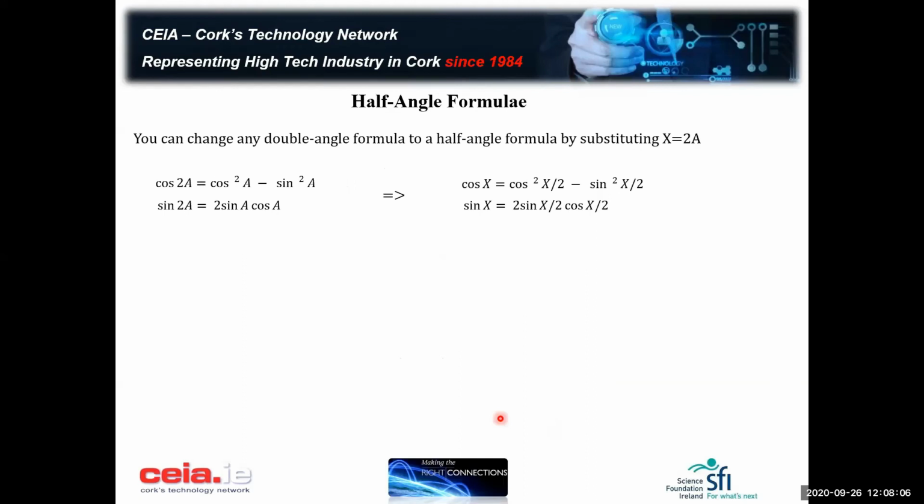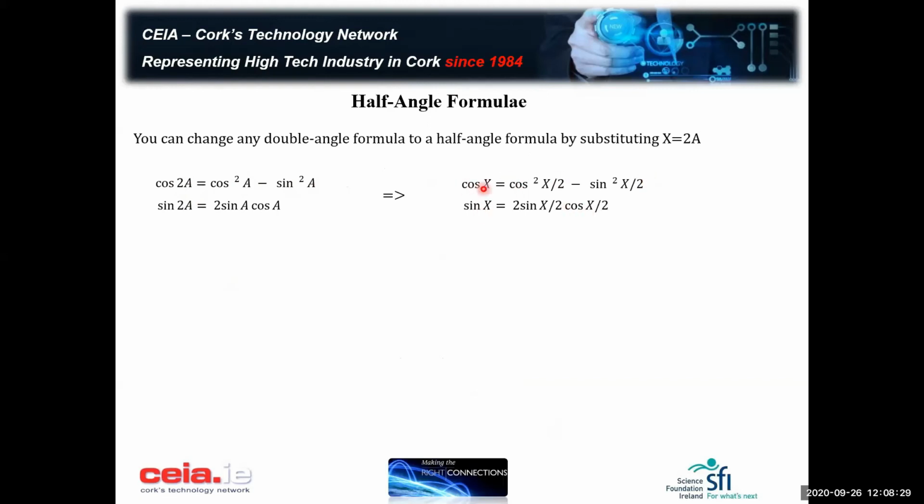Half angle formulas, well, you can do that just by replacing 2A by X. And that becomes X over 2. And you get the half angle formulas here.